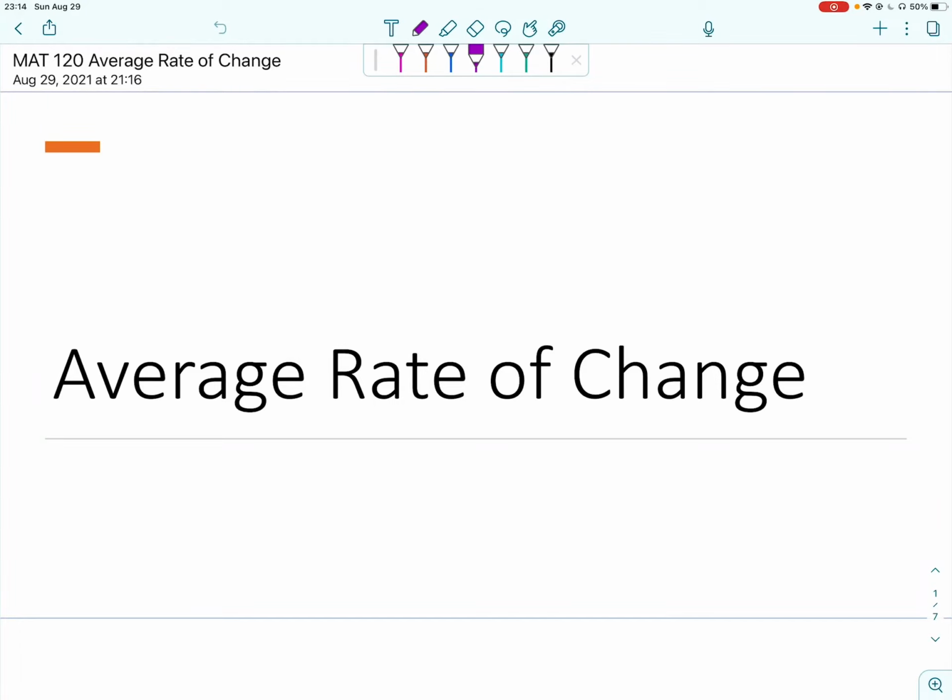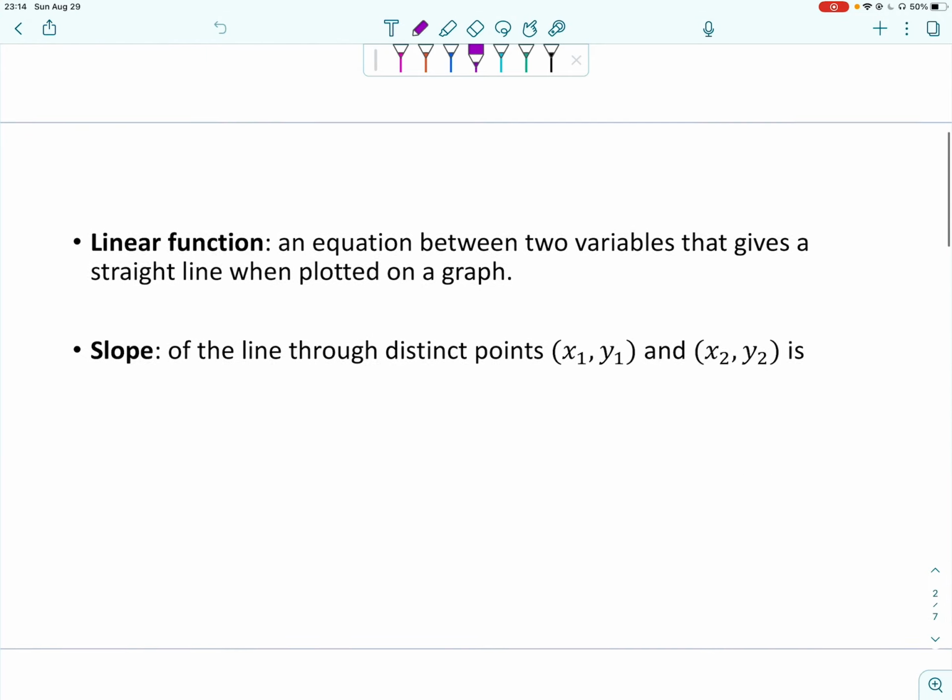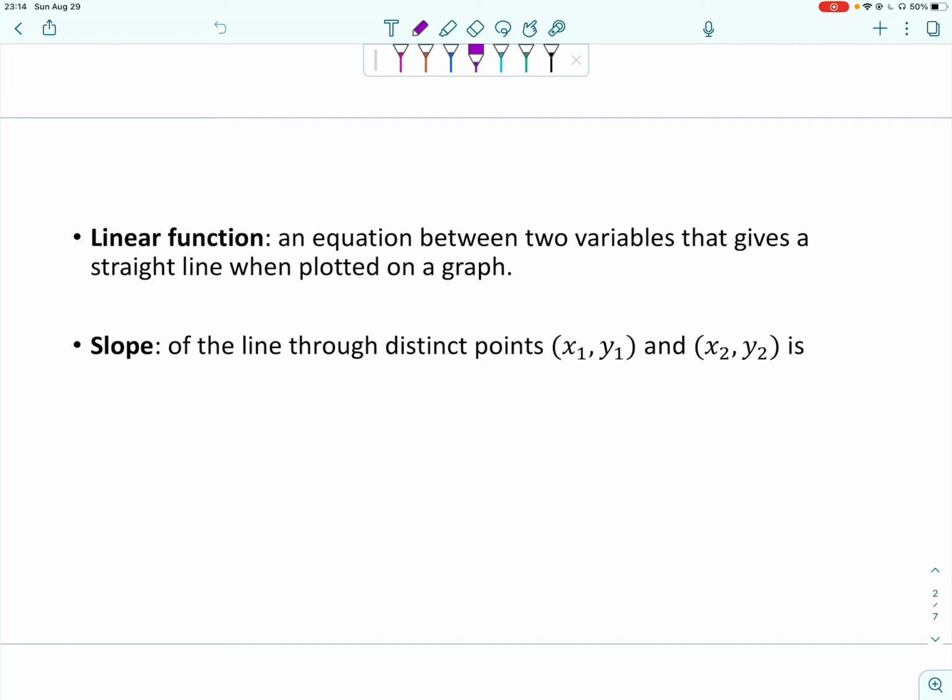And we are continuing on with average rate of change, also known as slope. A linear function is an equation between two variables that gives a straight line when plotted on a graph. And the slope of the line between two distinct points is given by an equation, m, which is what the slope stands for, y2 minus y1 over x2 minus x1. I'm just going to rewrite this y because it got a little bit away from me.